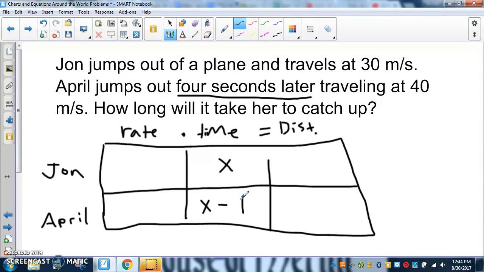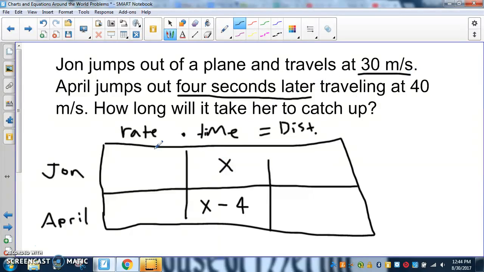You might be tempted to say X plus 4, but think about it. If April leaves 4 seconds later, she's going to be in the air for 4 less seconds than John is. John is actually going to be in the air for 4 more seconds, because in those first 4 seconds, April hadn't jumped yet. So that's a little weird to think about. It's a little backwards, but if you can get over that for this particular problem, the rest of it's not too bad, because we know our rates.